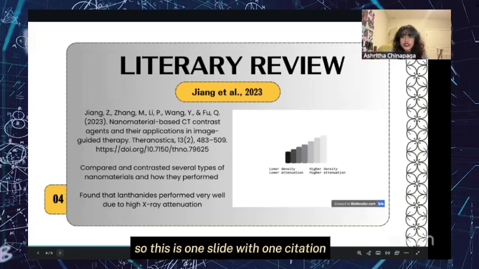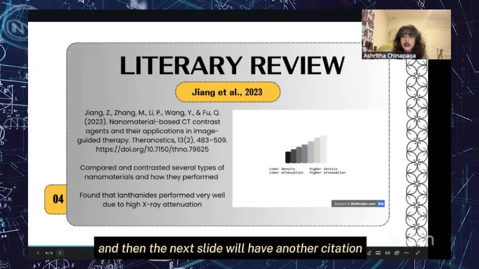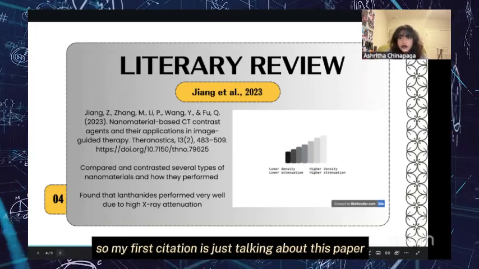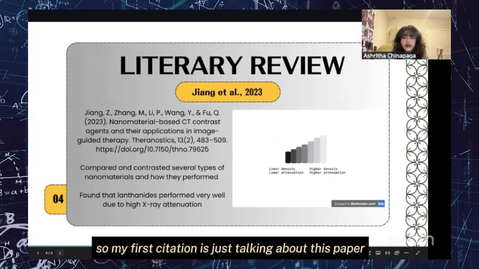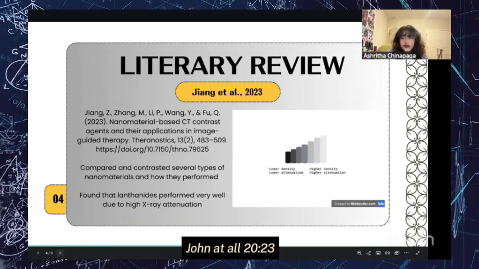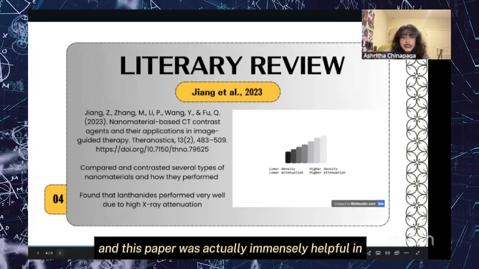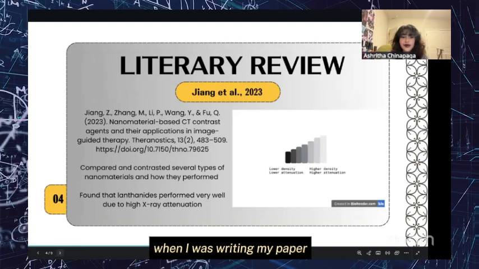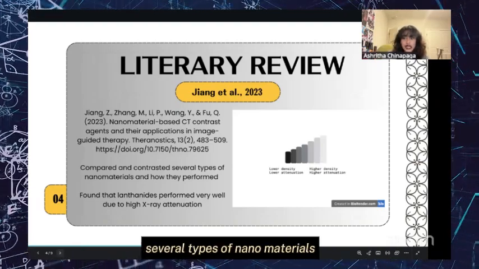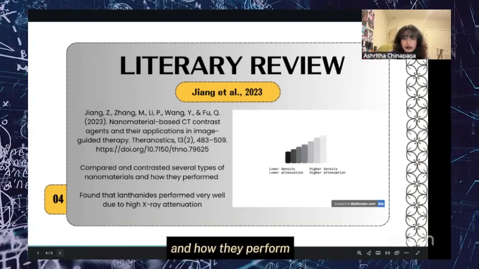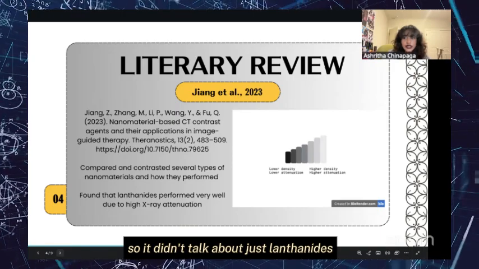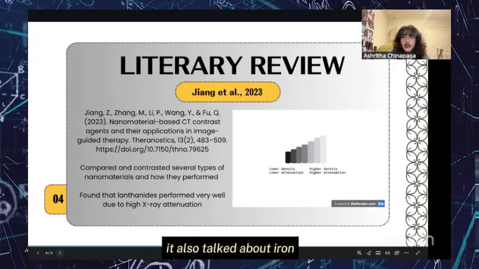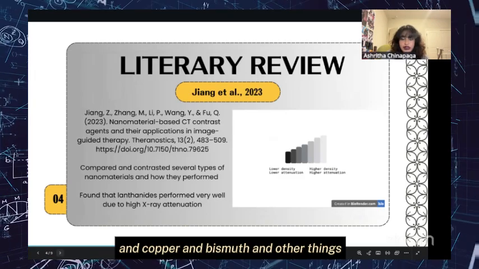And here's my literature review. So this is one slide with one citation, and then the next slide will have another citation. My first citation is just talking about this paper, Jiang et al. 2023. And this paper was actually immensely helpful when I was writing my paper, because it compared and contrasted several types of nanomaterials and how they performed. It didn't talk about just lanthanides, it also talked about iron and copper and bismuth and other things.